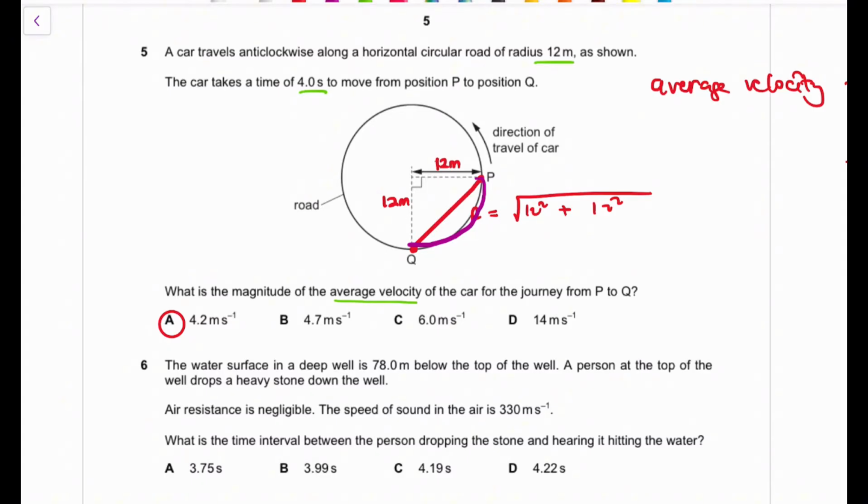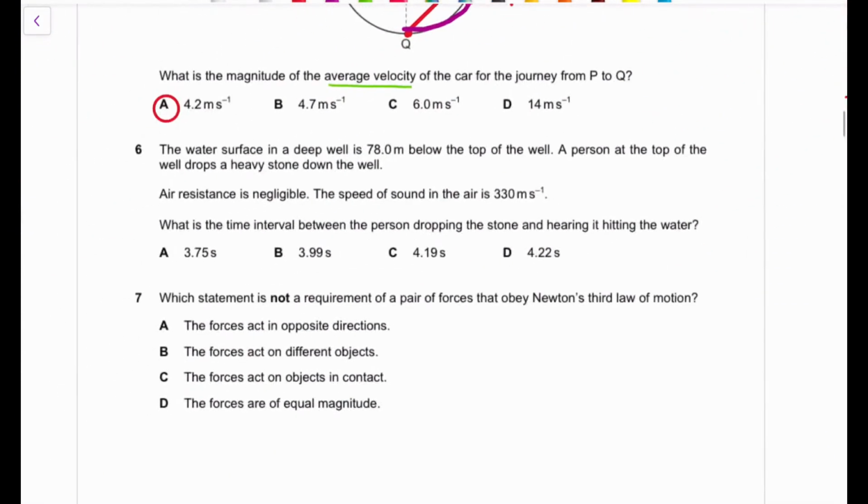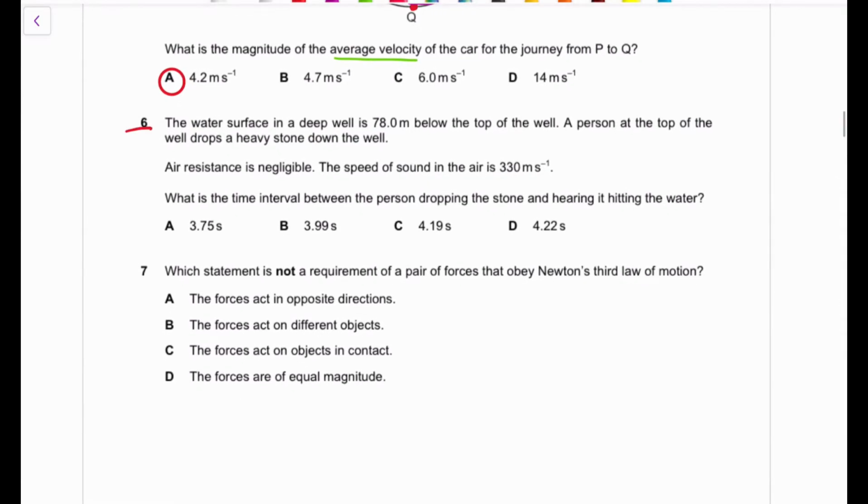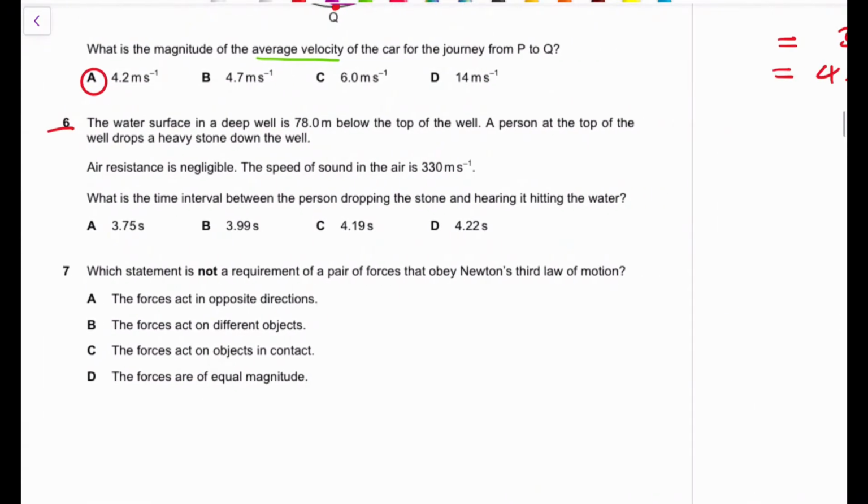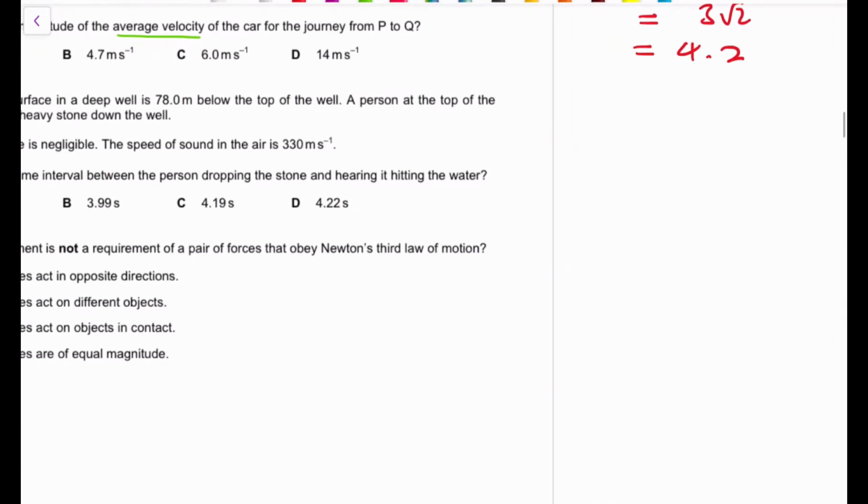So paper 1 is basically about testing: do you really understand what displacement is? Do you really understand what distance is, right? Very important. I'll move on to question number 6. I'm given water that is in a deep well, 78 meters below the top of the well, right? So let's draw it. So this is our water well, okay? So basically, that is our water well, okay? So this is our water. Let's put it over there, right?